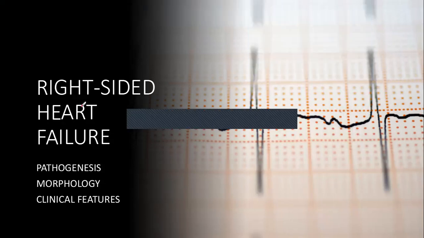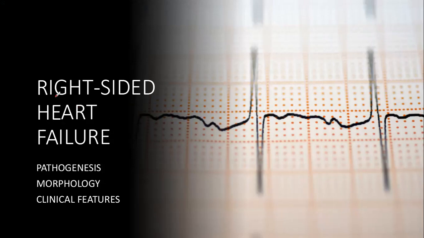Okay. Now, welcome. In today's session, we'll be discussing right-sided heart failure. Right-sided heart failure simply refers to the inability of the right ventricular pump to effectively pump blood, which is coming from the venous return, into the lungs. So it is the inability of the right ventricle to pump the venous return to the lungs.